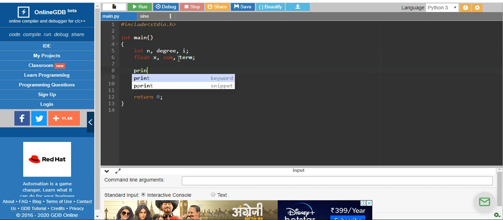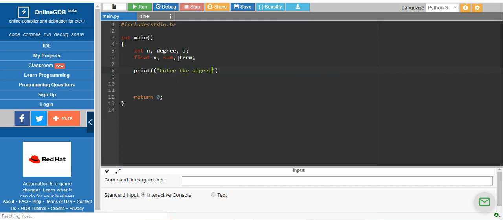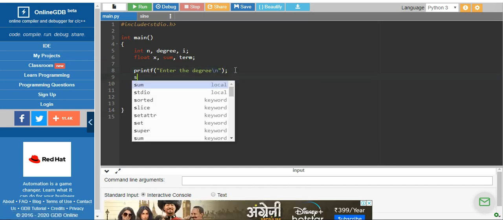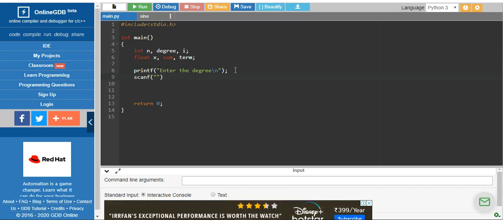So what is the first input that we are going to take? We are going to take enter the degree. So when you take enter the degree as a printf statement which displays the statement on the screen, and scanf %d, because degree was considered as integer, I will take it as %d, &degree. After taking the input, again the next printf statement, the next input that we are going to take is the n number of terms, which we will be using as n.